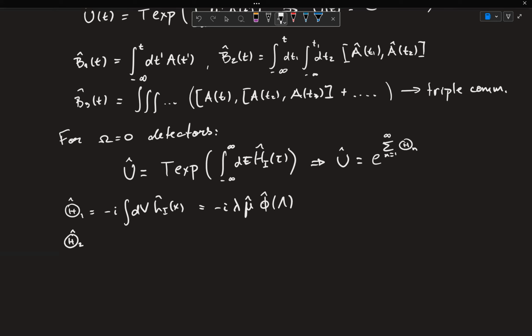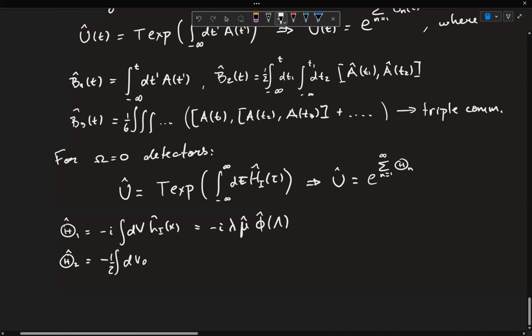Theta 2 is going to be minus the, oh yeah, sorry, there's a factor of 1/2 that I forgot to write here. Factor of 1/2 here, and here there's a 1/6. That's how it works. So this will be minus 1/2 the integral dV prime, and in order to implement the nested integrals, I'm going to use a theta of tau minus tau prime. And then we have the commutator of H_I of x and H_I of x prime.